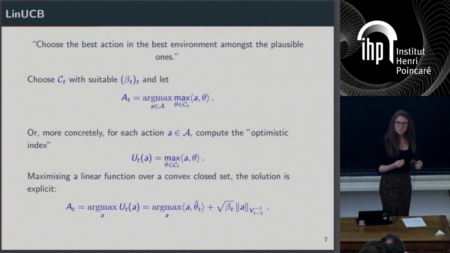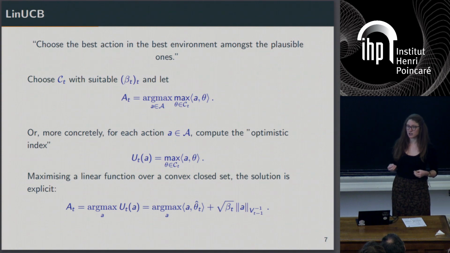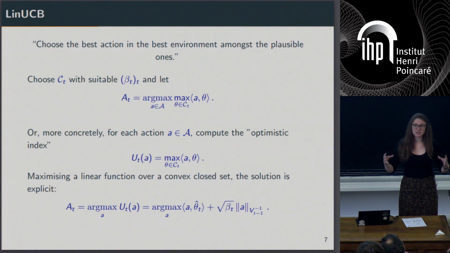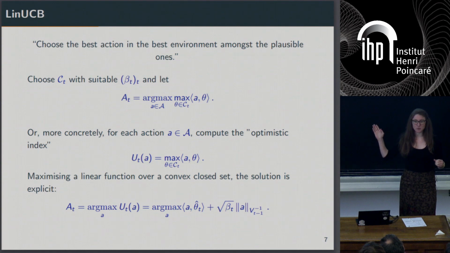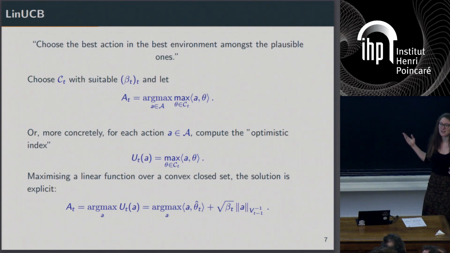So what does optimistic mean? It means that we are going to try to choose the best action among all possible models in this ellipsoid that we defined. More concretely, the action At that we are going to choose is the one among the actions available in our current action set that maximizes a scalar product with theta, for all theta in this confidence ellipsoid. So that looks a little bit hard. In fact, the algorithm that was defined like that was called OFUL, but it's not really that hard.